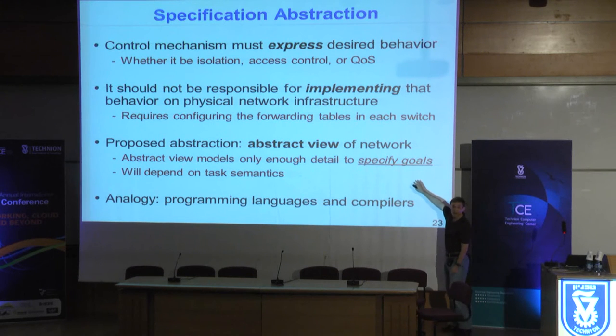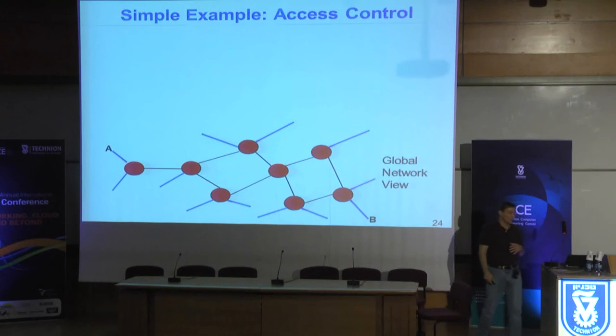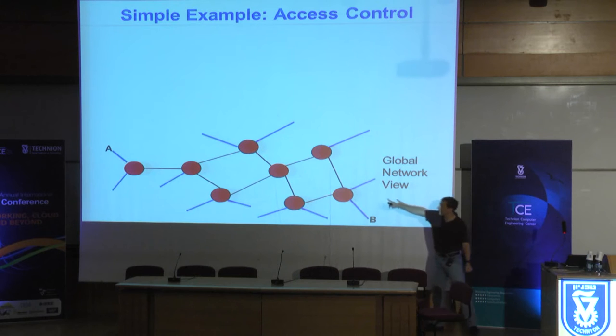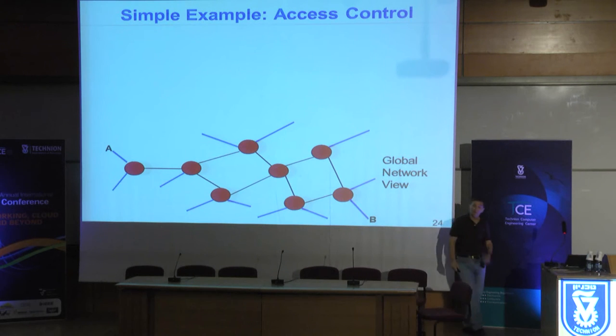We're doing the same thing here. Only worry about this high-level view. And so let me give you an example, because I'm sure this has not been very clear. Here is a faithful network view. This is the real topology. We've got A over there. We've got B over here.